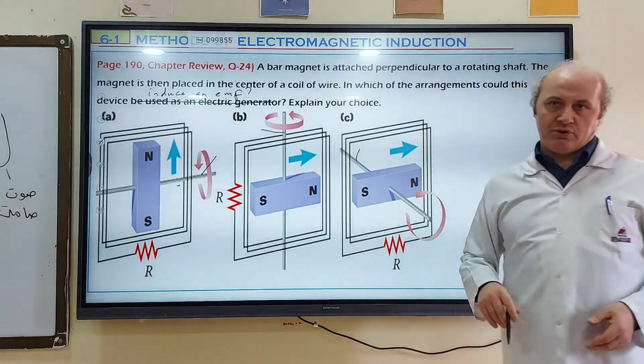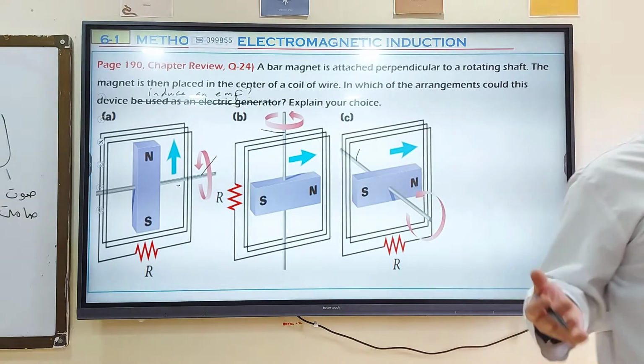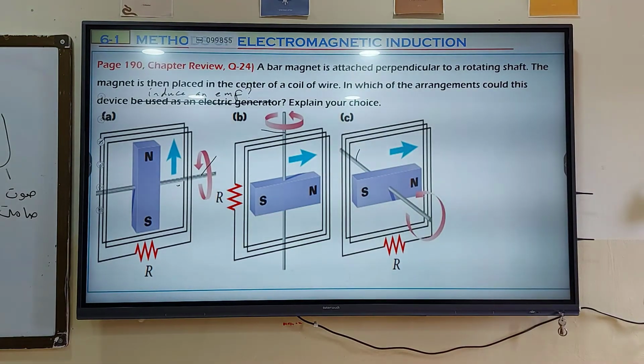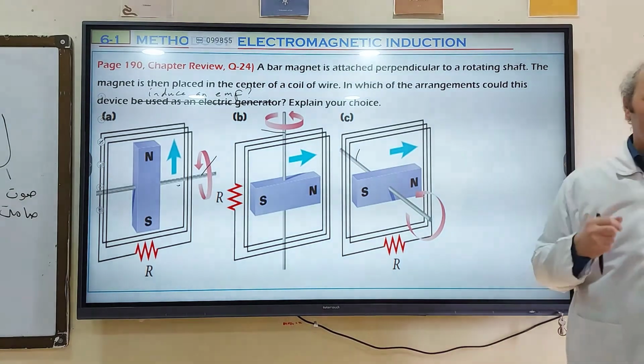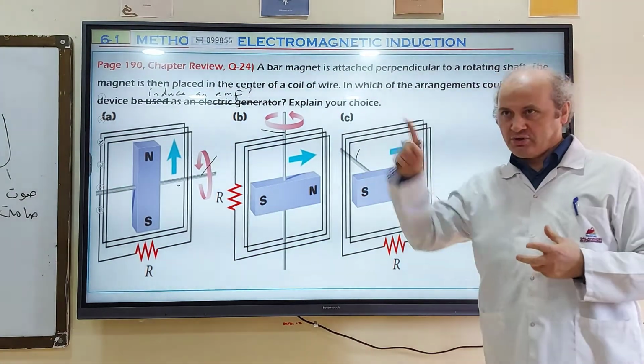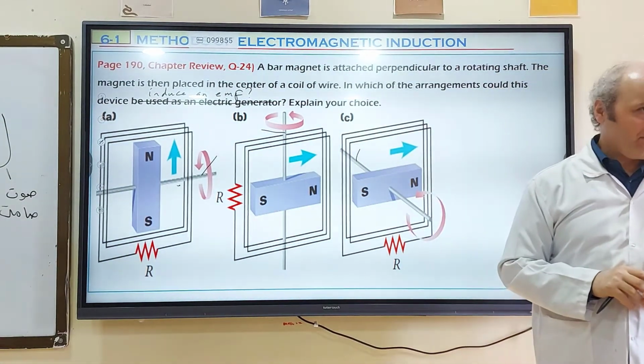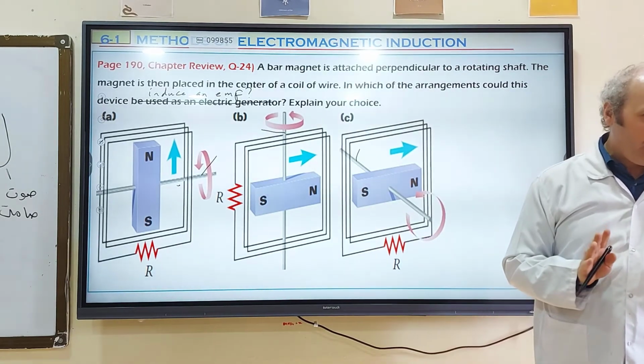So explain your choices. What do we need to induce an EMF in a current loop? Change in magnetic flux. So we are now going to investigate in which case you are making a change in magnetic flux. You are going to study them one by one.